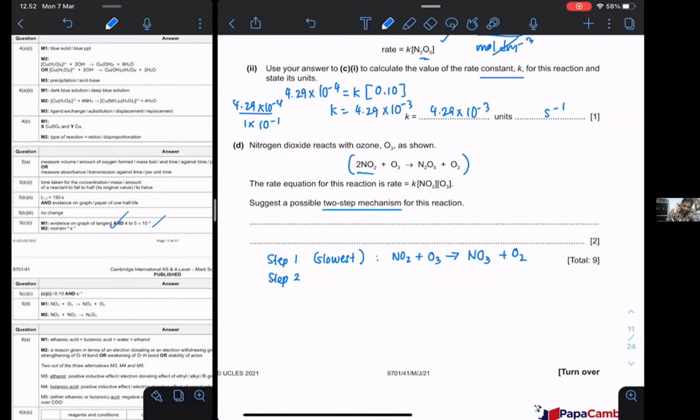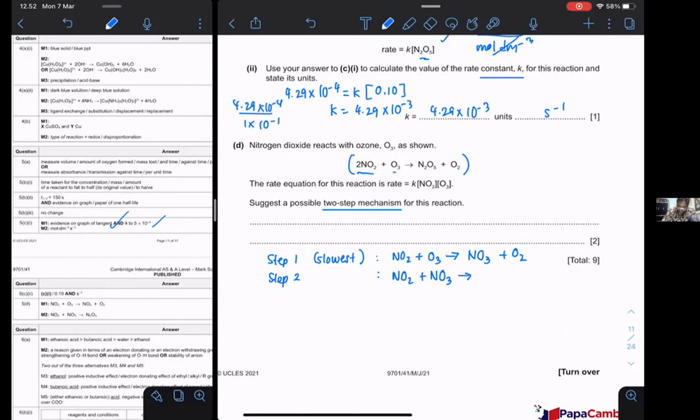So in the second step, I need to make sure that I put another NO2, so when I add, I'll get 2 moles of NO2. No need to add O3 again because I want 1 more, and it is already there. But do remember, when I add step 1 and step 2, I need to eliminate the NO3. So how do I eliminate the NO3? I put the NO3 over here.